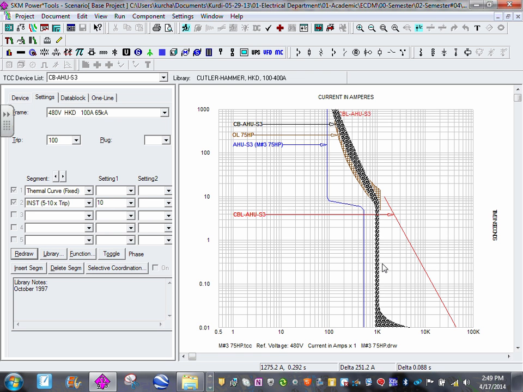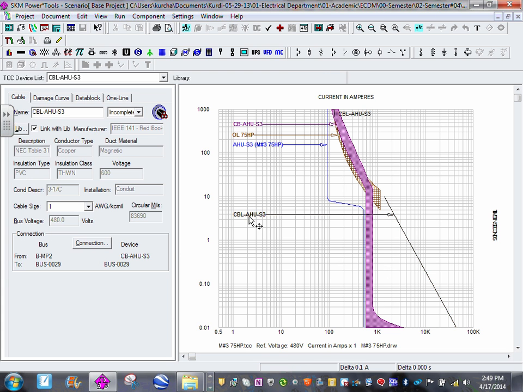Every time you move it the other way, you're allowing the short circuit arc flash to sit on your equipment for a longer time, and that's where you get too much energy and burning equipment and what not.